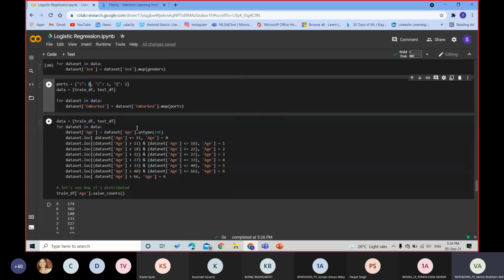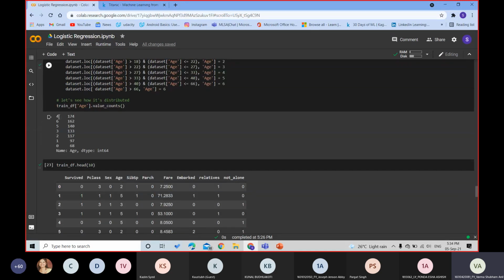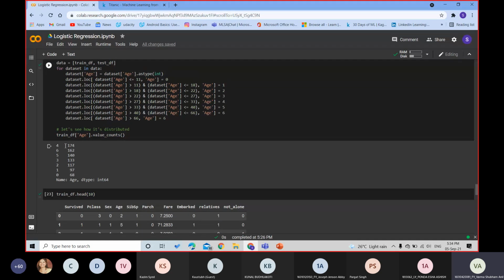Similarly, we found that in age also, there were some age groups in which the people survived the most, like the young ones or the old ones. To find which age group people survive the most, we bifurcated the age groups. From 11 to 18, we gave 1. 18 to 22, we gave 2. After plotting it, we found that age group 4 was the predominant one. 174 people were present in the fourth age group, which belongs to ages 27 to 33.